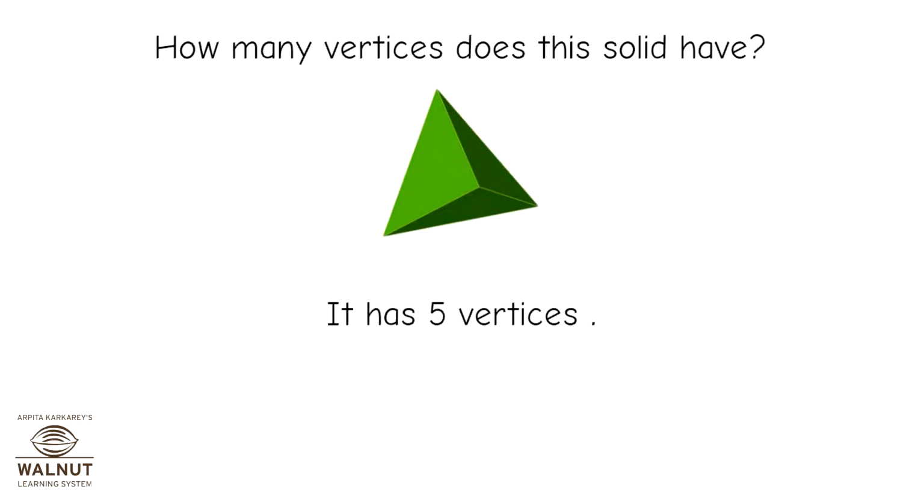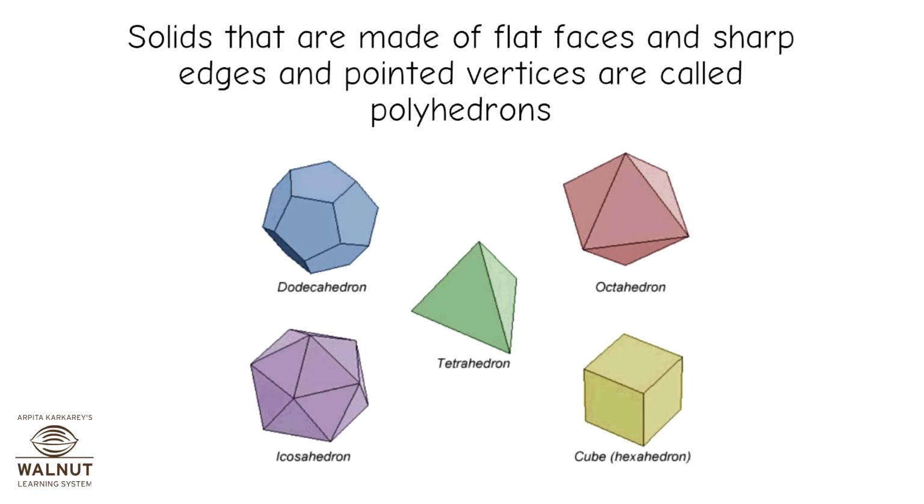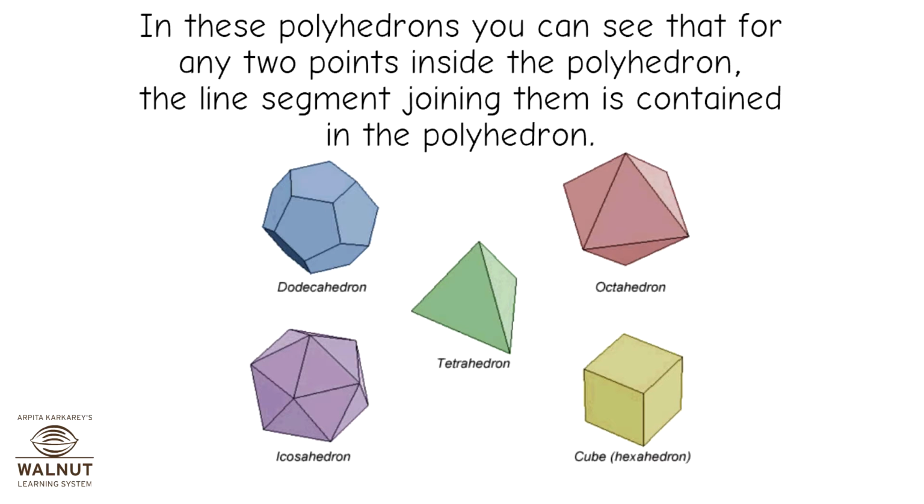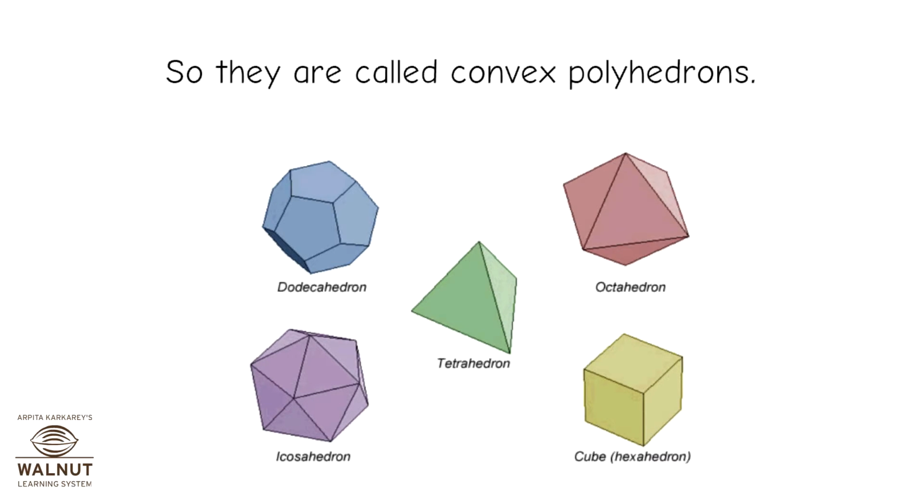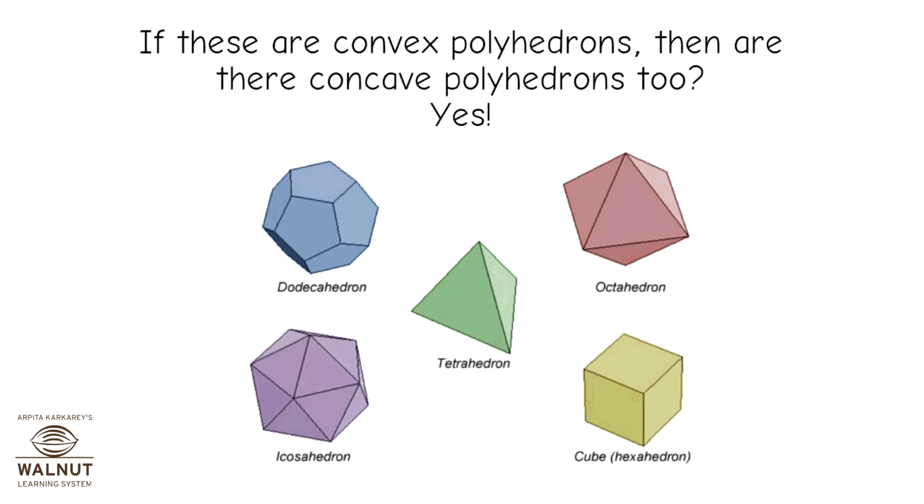How many vertices does this solid have? It has 5 vertices. Solids that are made of flat faces and sharp edges and pointed vertices are called polyhedrons. In these polyhedrons, you can see that for any 2 points inside the polyhedron, the line segment joining them is contained in the polyhedron. So, they are called convex polyhedrons. If these are convex polyhedrons, then are there concave polyhedrons too?